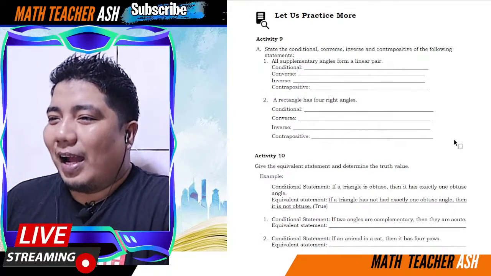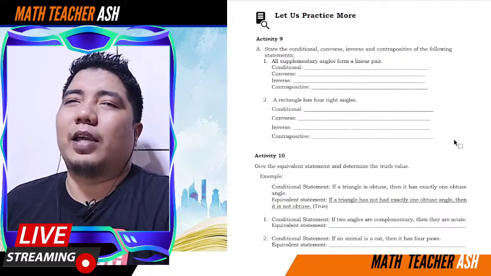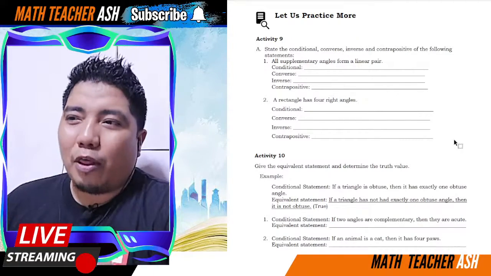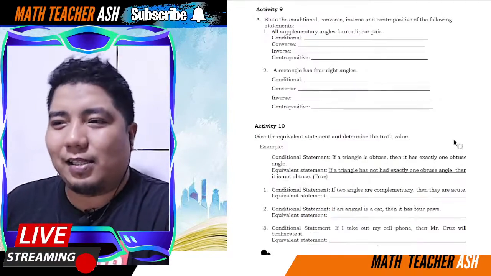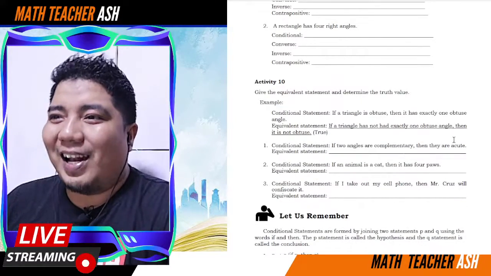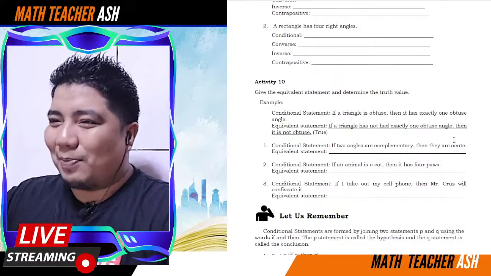Okay. A rectangle has 4 right angles. If it is a rectangle, then it has 4 right angles. Alright, yun ang conditional noon. Then, kayo na ang kumuha ng converse, inverse, and contrapositive.